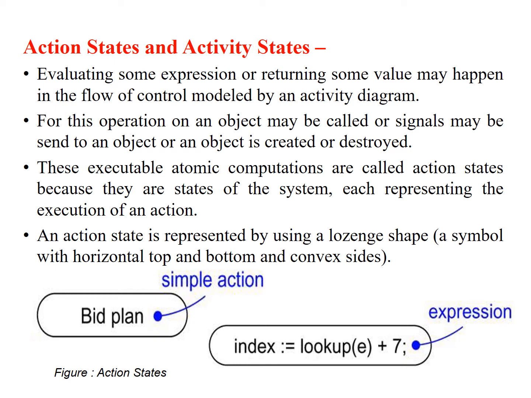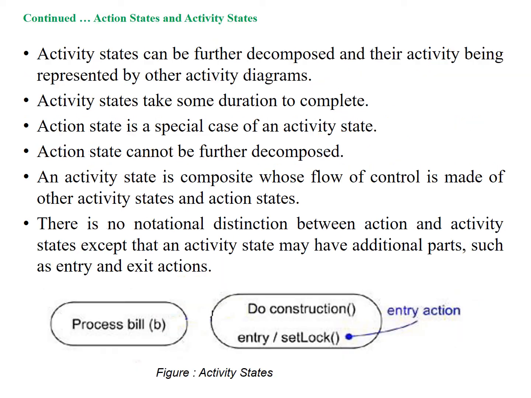These executable atomic computations are called action states because they are states of the system, each representing the execution of an action. An action state is represented using a lozenge shape, that is a shape or a symbol with horizontal top and bottom with convex sides. As shown in this figure, bit plan and index is equal to lookup e plus 7. These are the actions.